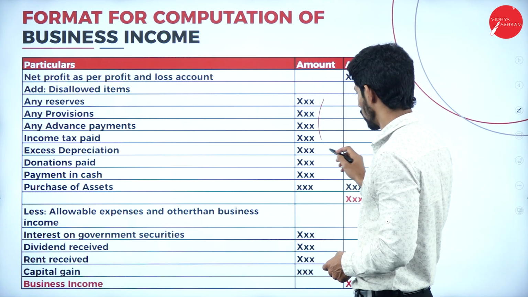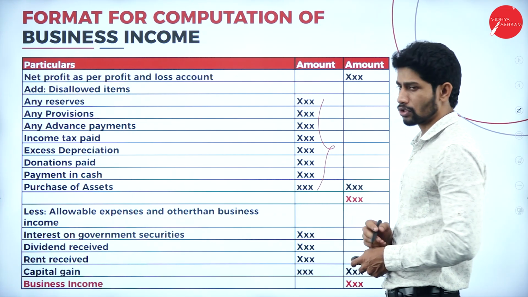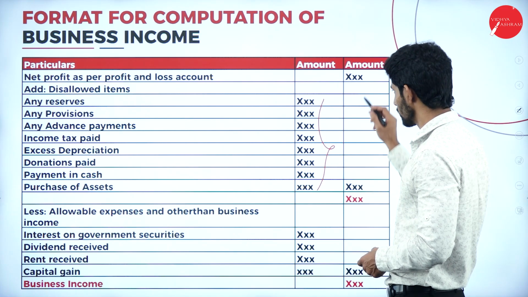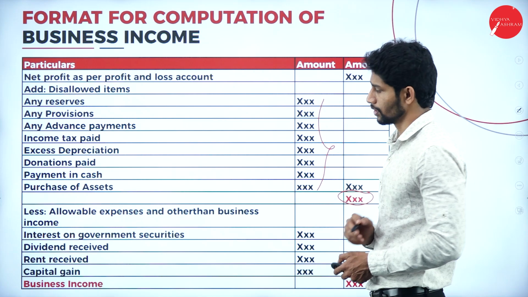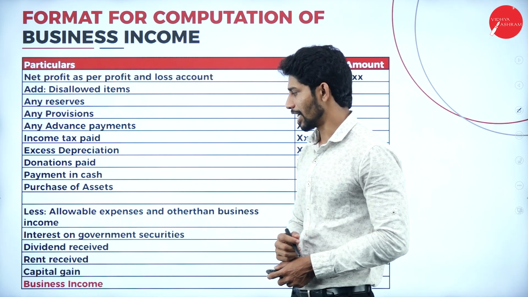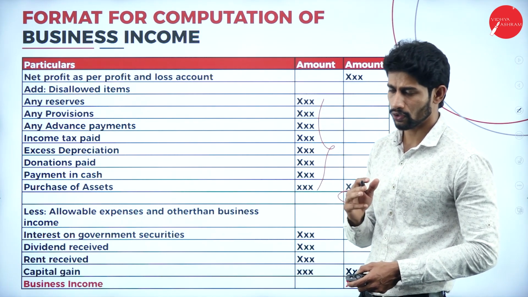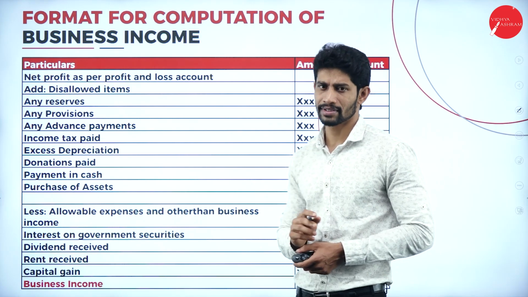So add up the total of this inner column and you will get the outer column. Add this value to the net profit, and you will get some total. From that total, less allowable expenses and other than business income.